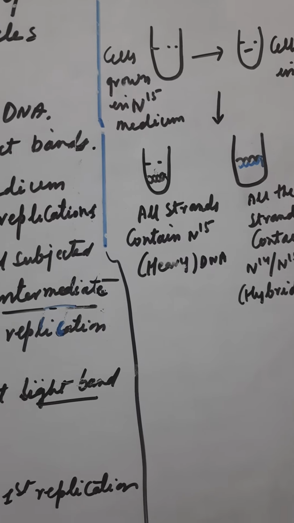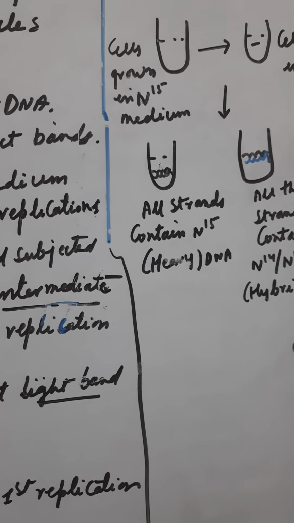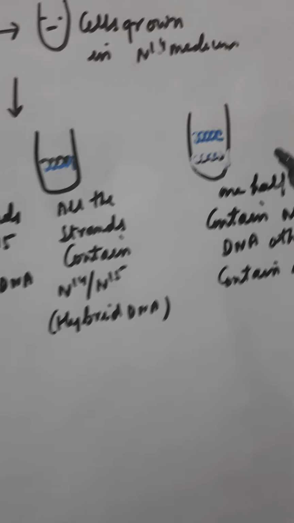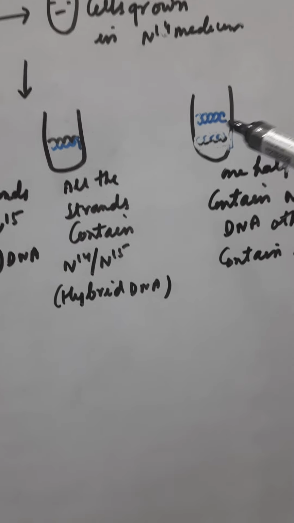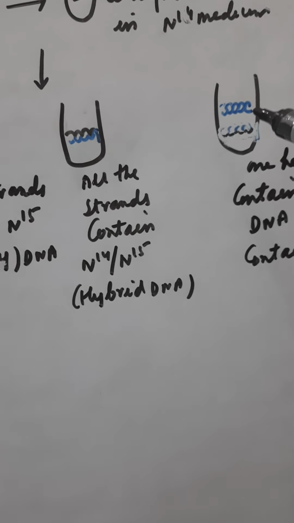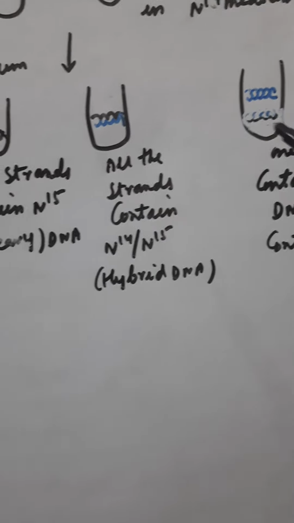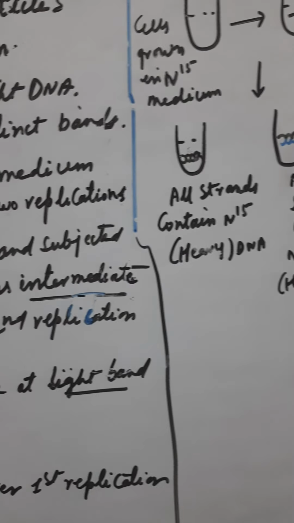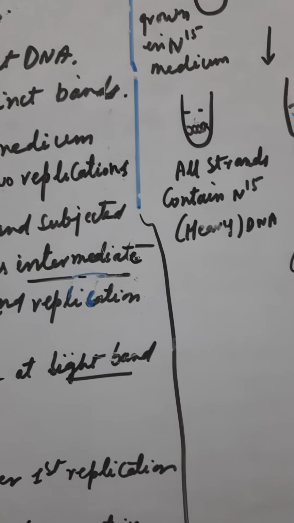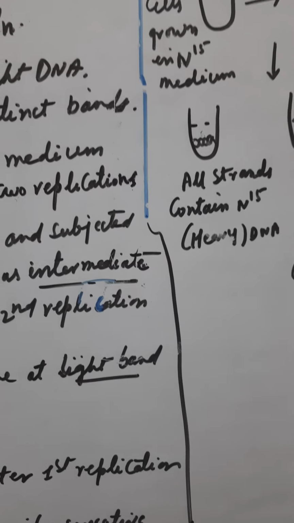After the second replication, they again extracted the samples and found DNA settling in two bands, one at the light band position and one at the intermediate position. Thus they proved the semi-conservative model of DNA replication.